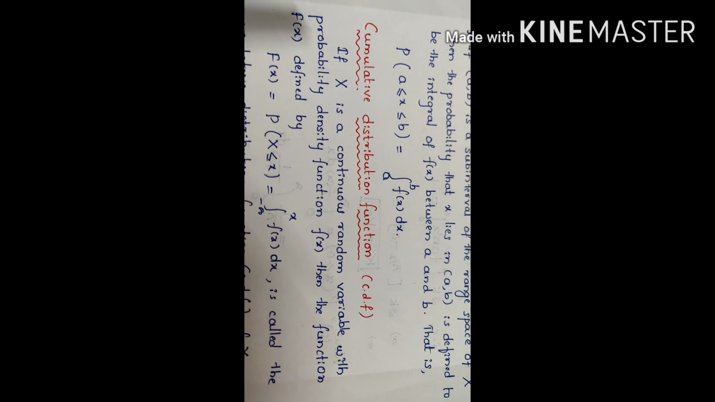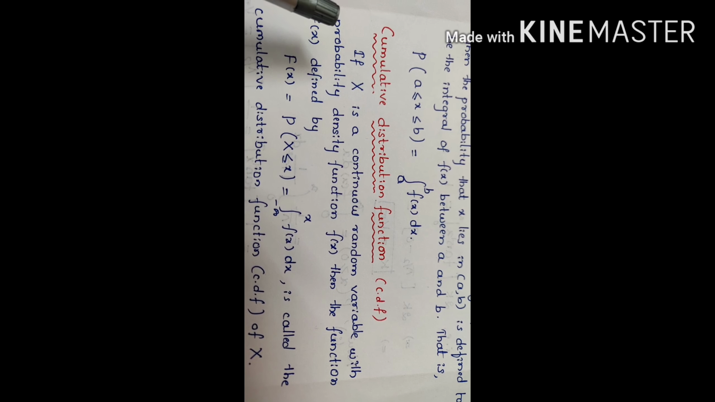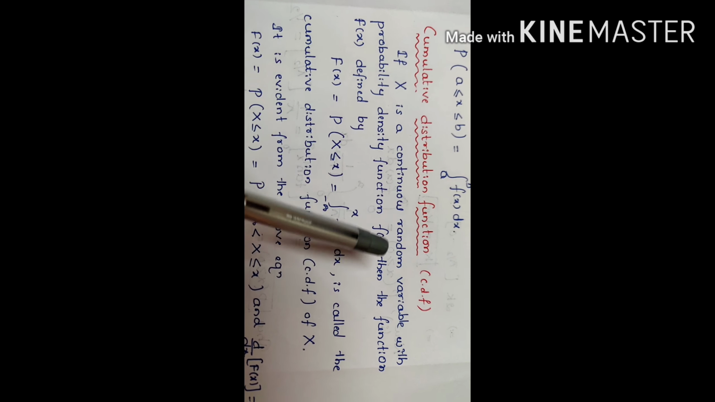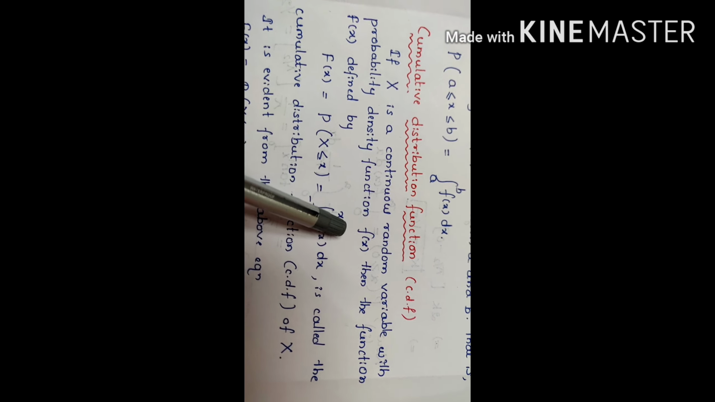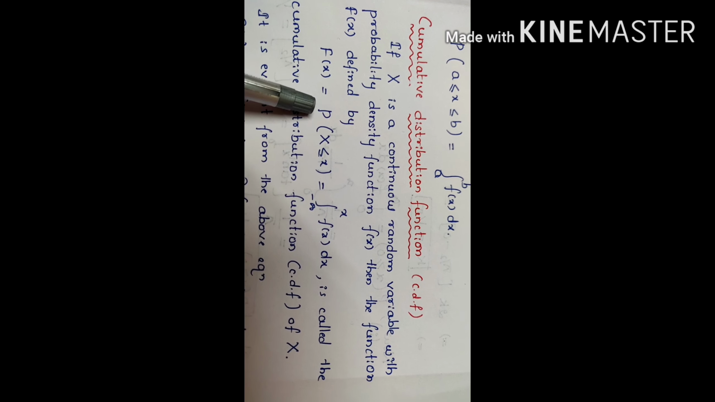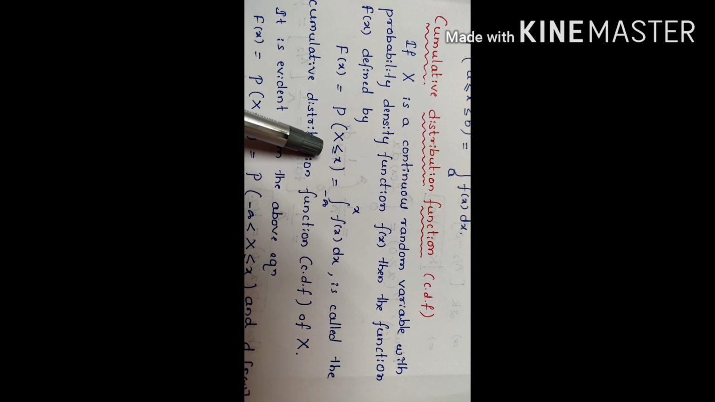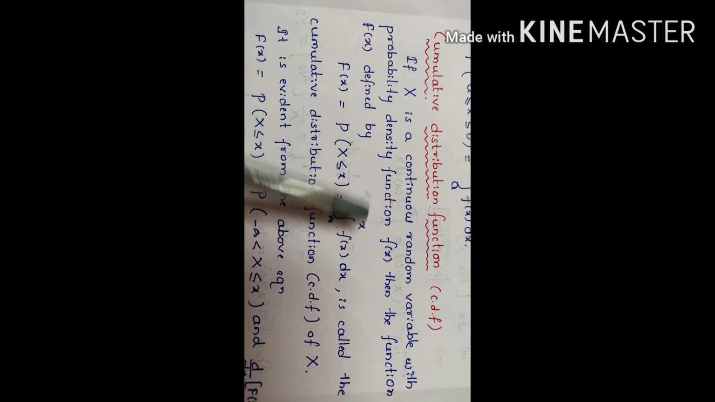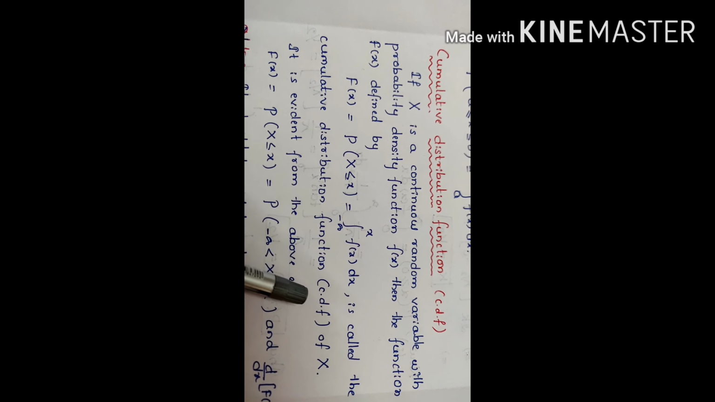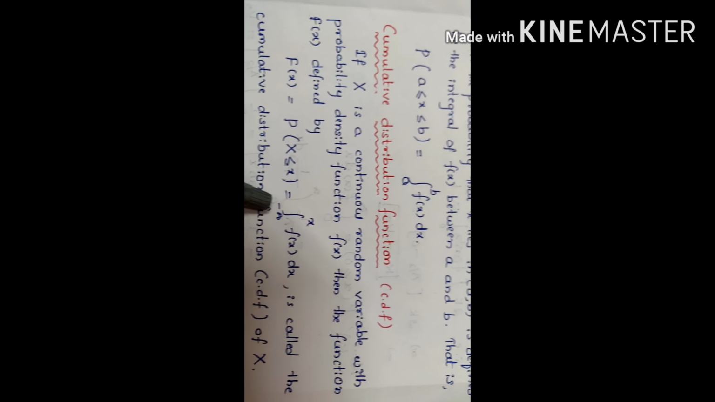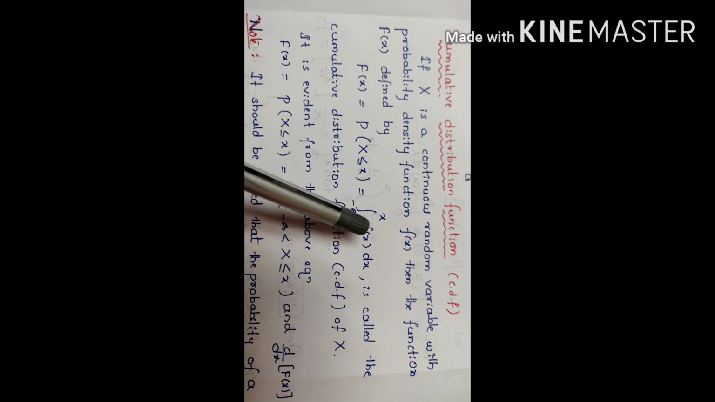Similarly, as we defined a PDF, we define another distribution function that is called a cumulative distribution function. If X is a continuous random variable with the probability density function f of x, then the function capital F of x is defined by the probability that X is less than or equal to x, which is given by the integral of f of x dx varying from minus infinity to x, and is called the cumulative distribution function, that is CDF of x. In the PDF, just observe, the limits vary from minus infinity to plus infinity, while in the CDF it varies from minus infinity to x. So we restrict the limit here.